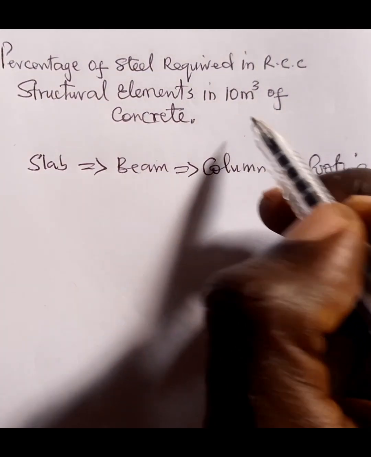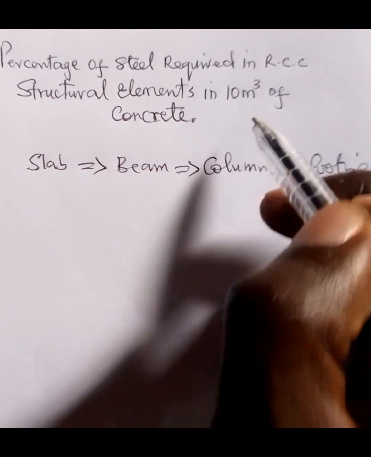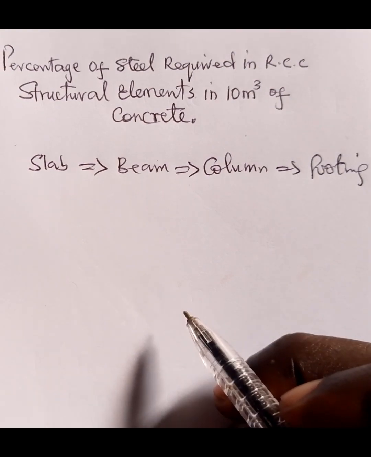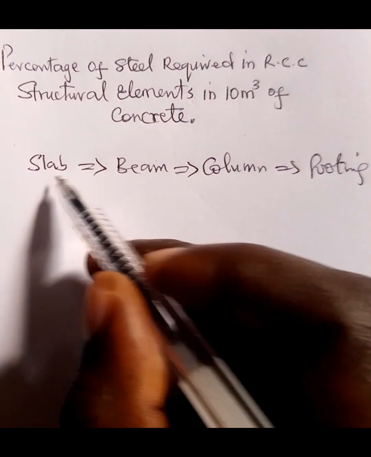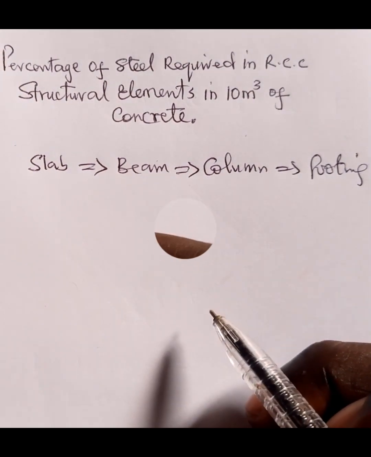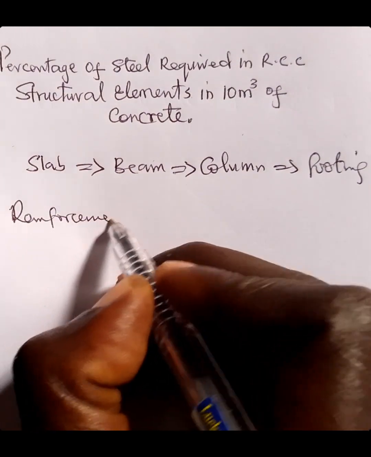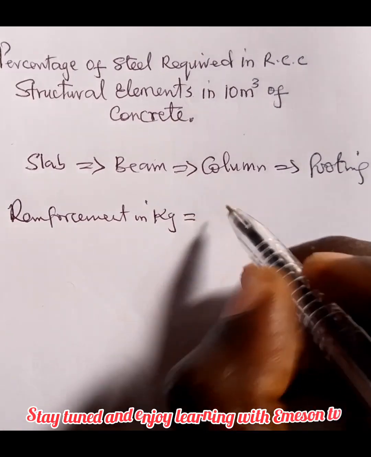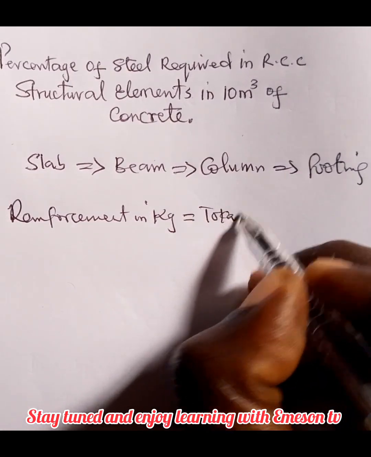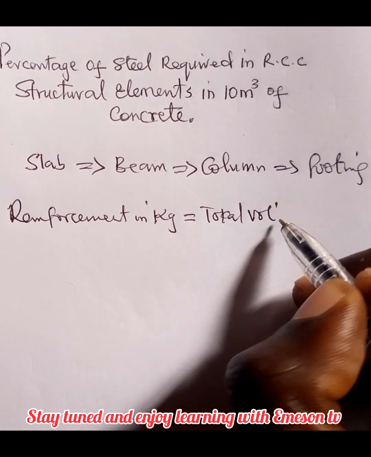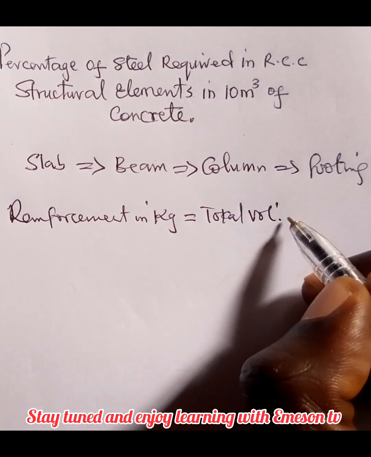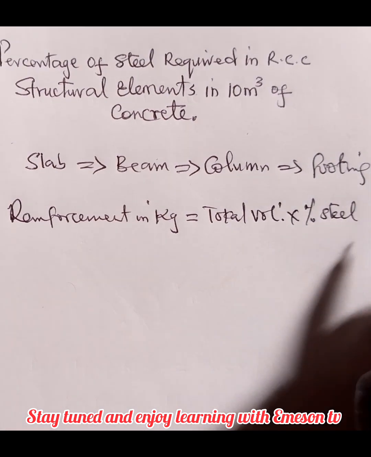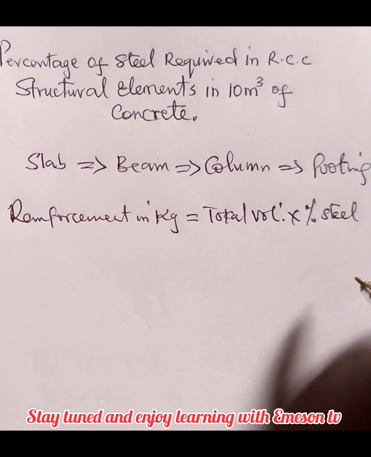Alright, let's assume we have 10 meter cube of concrete in slab, beam, column and footing, and you want to calculate the reinforcement needed for slab, beam, column and footing. The reinforcement, you don't need to disturb yourself. This is what you need to do. In kg will be equals to total volume of concrete multiplied by percentage of steel present in that concrete.